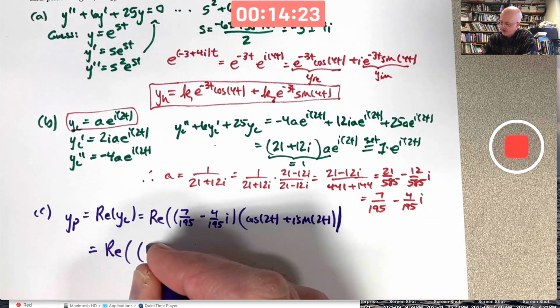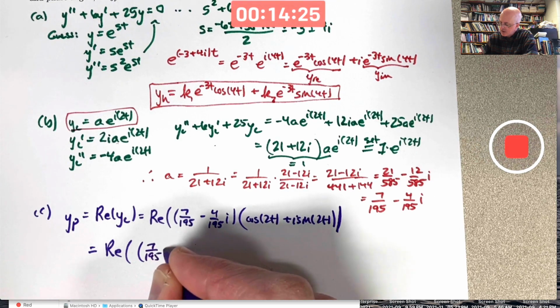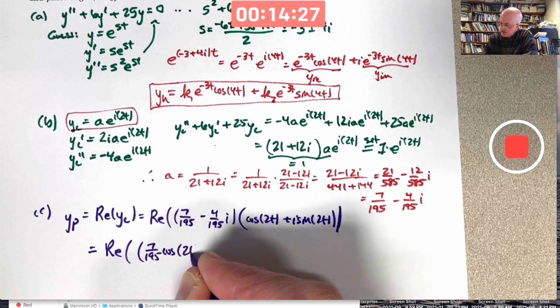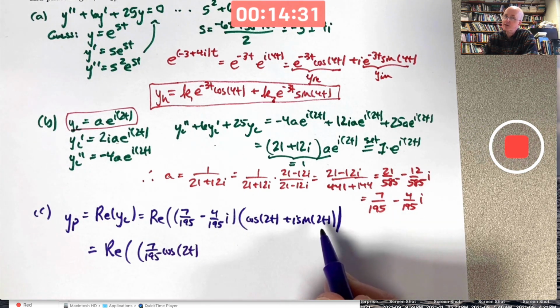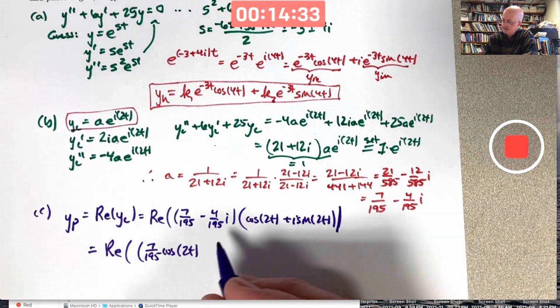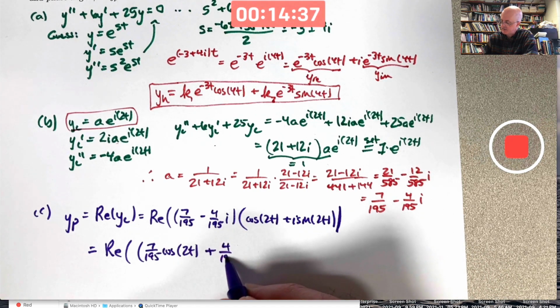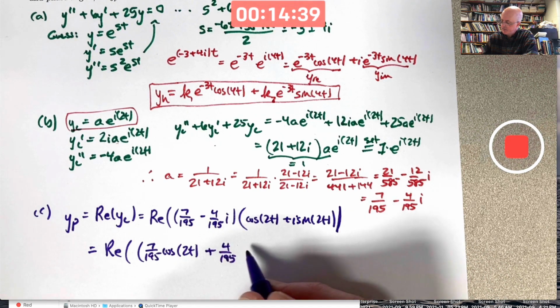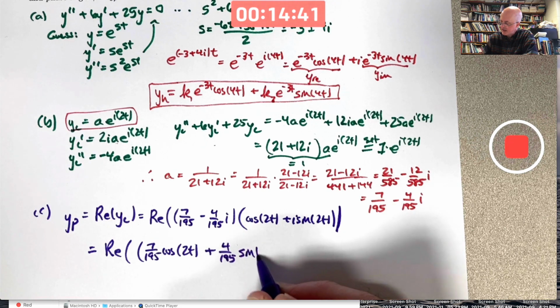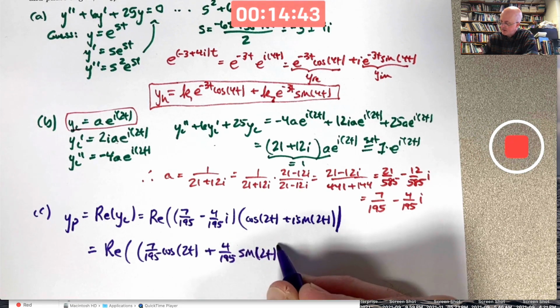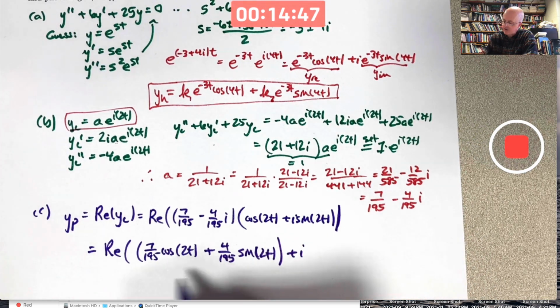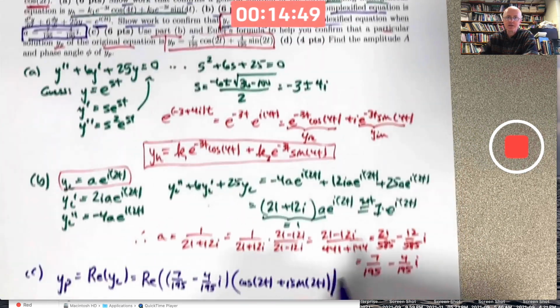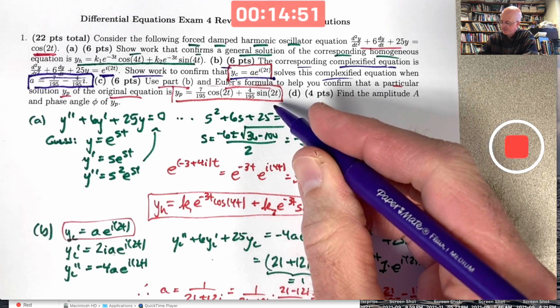7 over 195 cos 2t. And last times last, I'm going to get a negative i squared in there, which is going to be positive 1. So I'll get a plus sign. Plus 4 over 195 times sine 2t, last times last here. That is actually the real part of what I'm writing here, and that is yp right there for our problem. You can see it does match that.